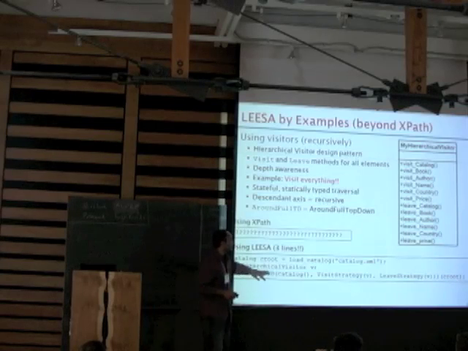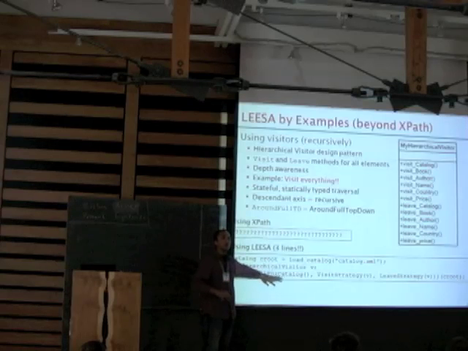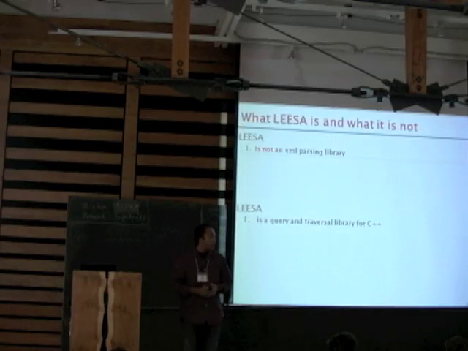Again, the key point: you did not specify any type at all. There could be 500 types in your schema. It's going to visit all of them in a typed fashion.